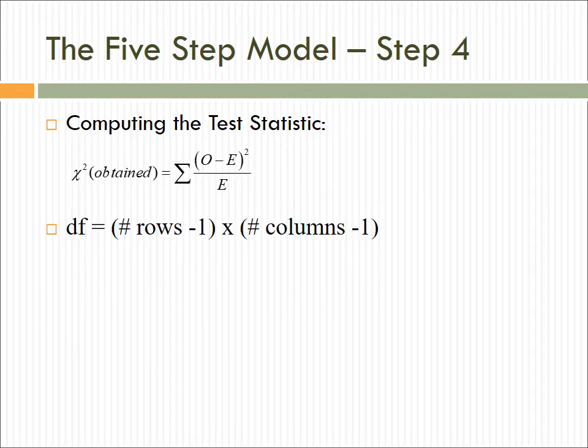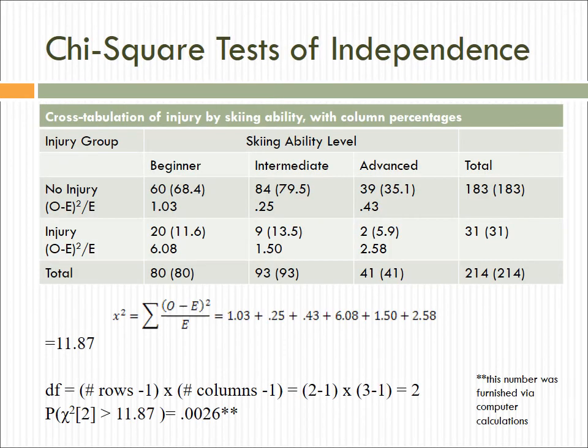So then step 4 is we compute the test statistic, and we have the chi-square obtained is the sum of the observed minus the expected, squared, divided by the expected. And for degrees of freedom, we take the number of rows minus 1 times the number of columns minus 1. So step 5, we start computing, and we are looking at, again, the example of skiing ability and injury.